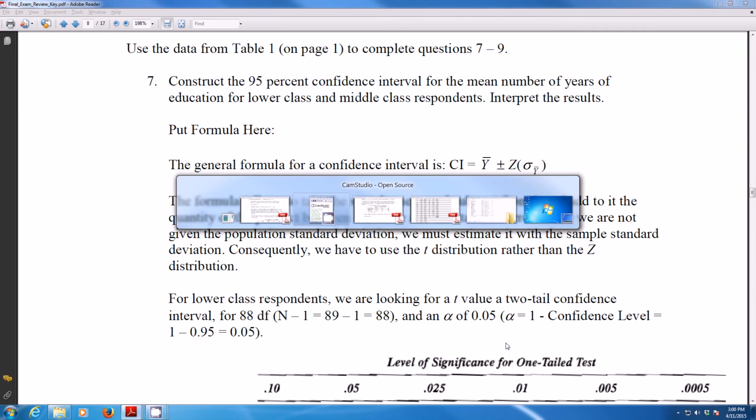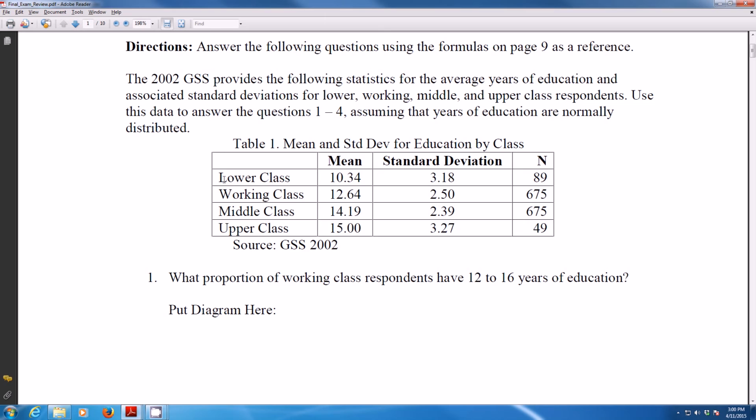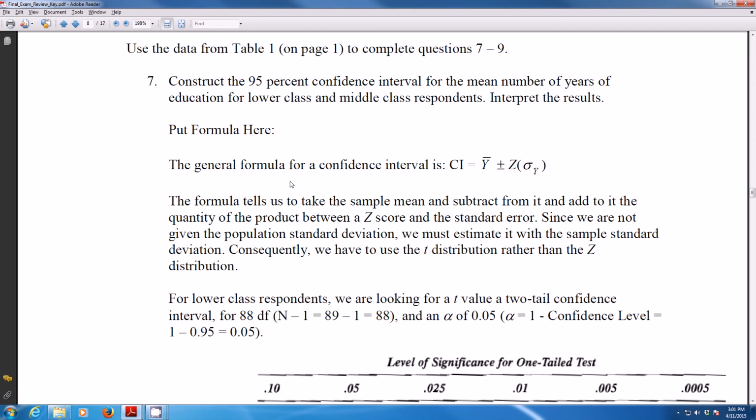the lower class respondents. So if we go back up to our table 1, we can see the lower class respondents have 10.34 years of education with a standard deviation of 3.18 years. And there's only 89 cases of people in the lower class. So there's a few considerations that we have to take into account. First, we don't have the true population standard deviation, so we can't get the value of the standard error. We have to estimate the standard error by using the sample standard deviation in the formula.